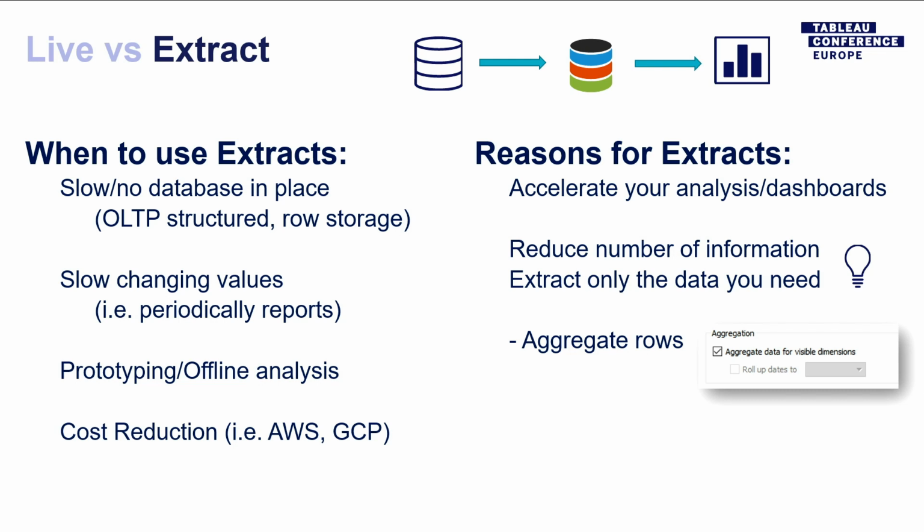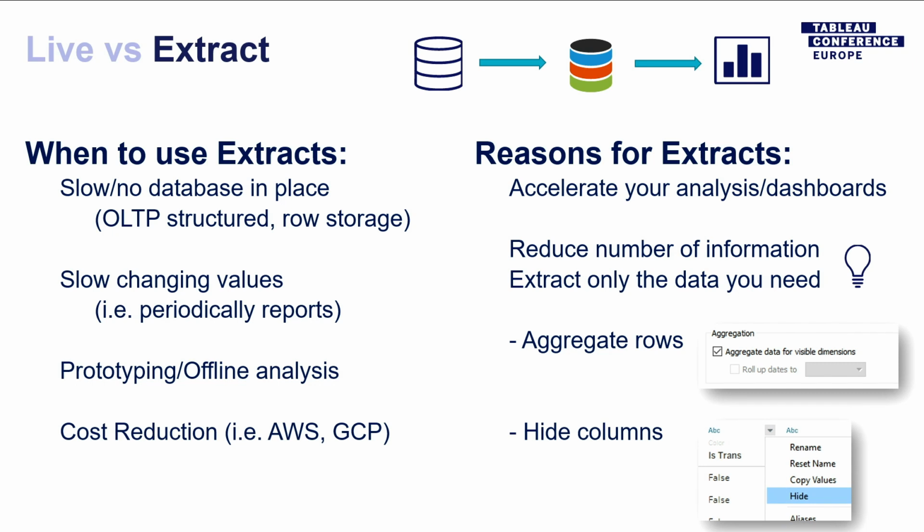How do you do this? Well, the extract engine has a feature called aggregate data for visible dimensions. So you are reducing the number of rows, or even if you are hiding columns from the initial view, then Tableau is not querying these columns, and they are not stored in the extract.